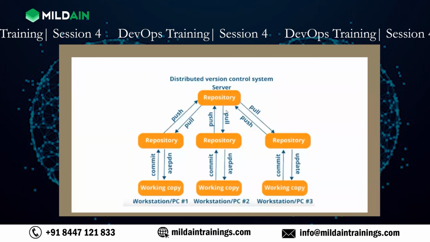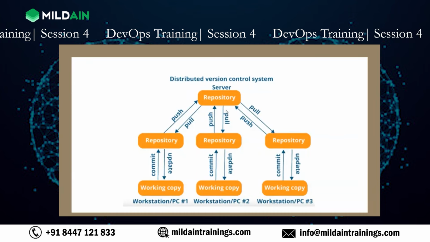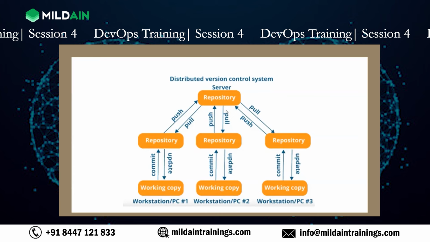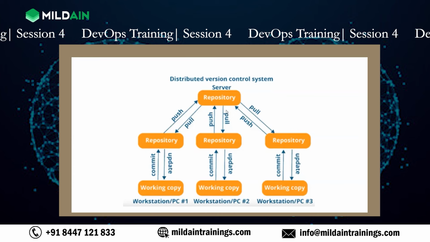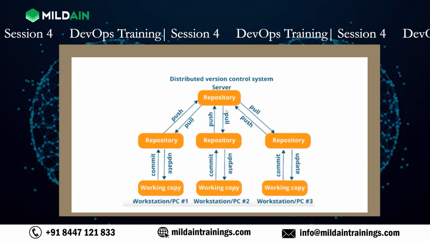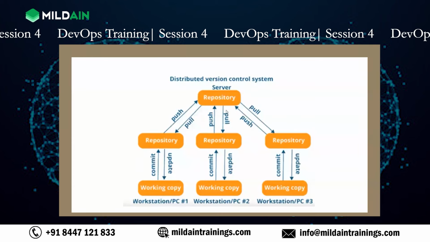Now if you see here, we have a repository. Developer 1, developer 2, and developer 3 have pulled the complete repository. They have cloned it, and from there they have checked out the working copy of the code file they need. They worked on it, and then they commit to the local repository and then push back to the main remote repository.